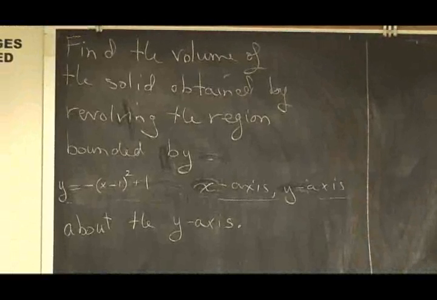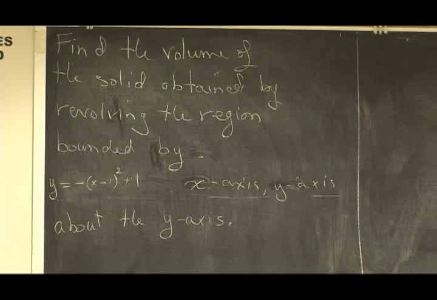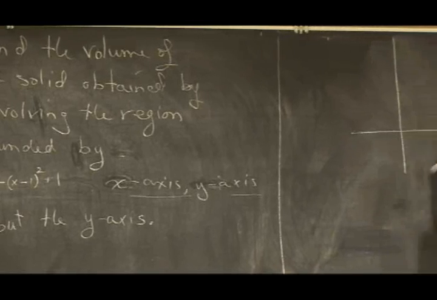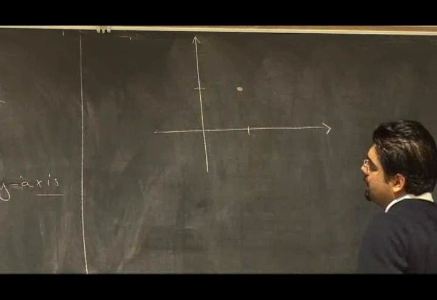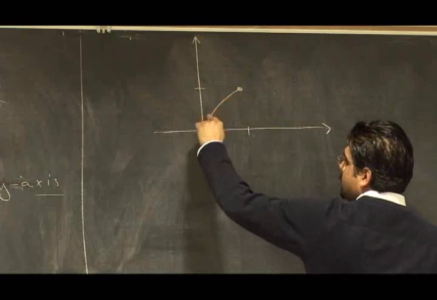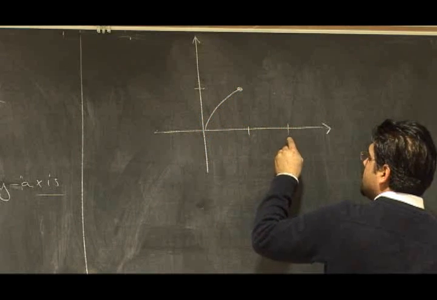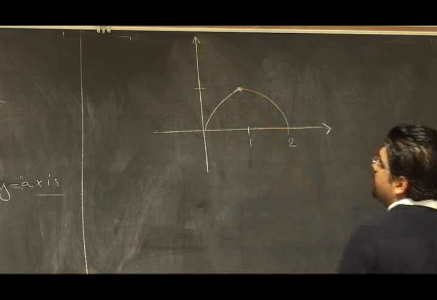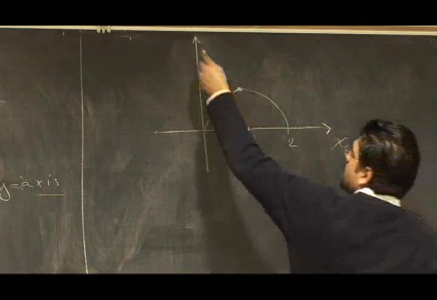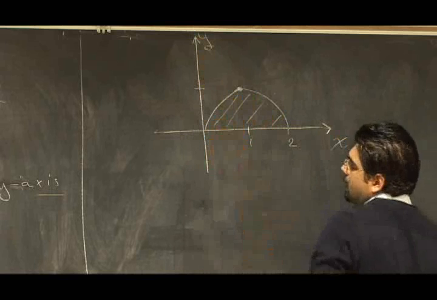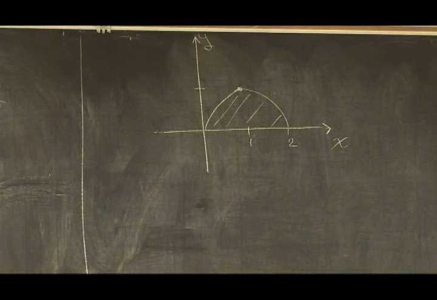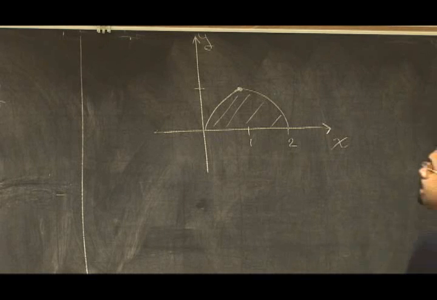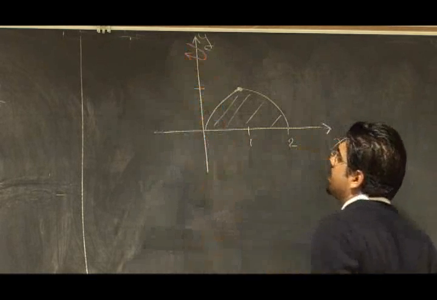So to start, we will sketch this region. This is a parabola where the vertex is at 1, 1. And it opens downwards, and if you solve for the x-intercepts, then you'll see that the x-intercepts are 0 and 2. So the region we're talking about is this region over here. I guess the y-axis is not a boundary after all. And what we'd like to do is revolve this region about the y-axis. Okay?